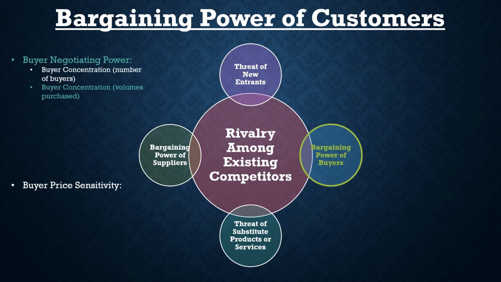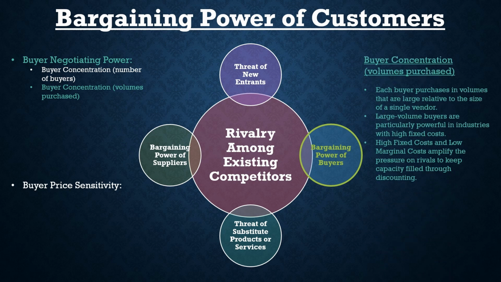The next point to consider within buyer negotiating power is buyer concentration, that is the volumes purchased. Does each buyer purchase in volumes that are large relative to the size of a single vendor? Large volume buyers are particularly powerful in industries with high fixed costs. High fixed costs and low marginal costs amplify the pressure on rivals to keep capacity filled through discounting.